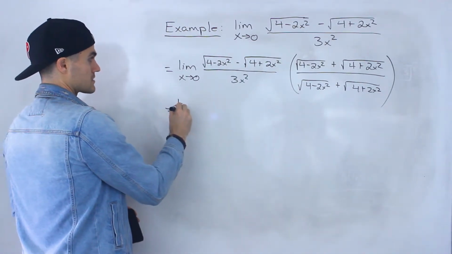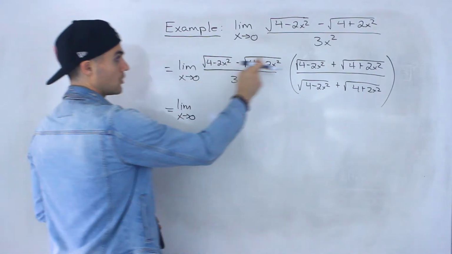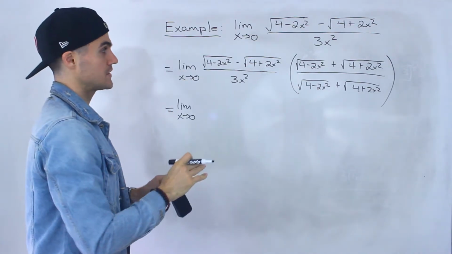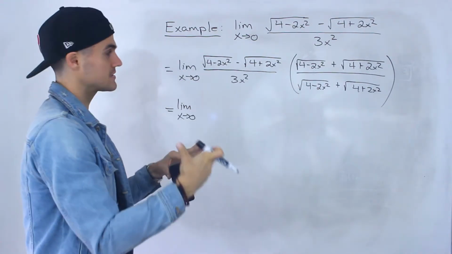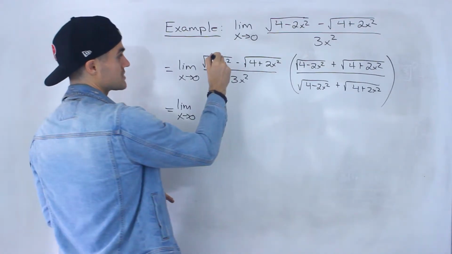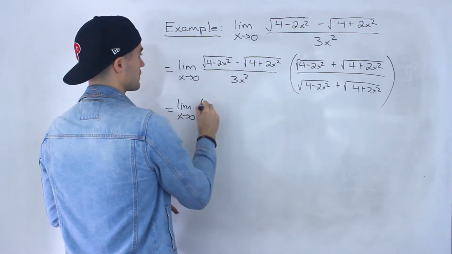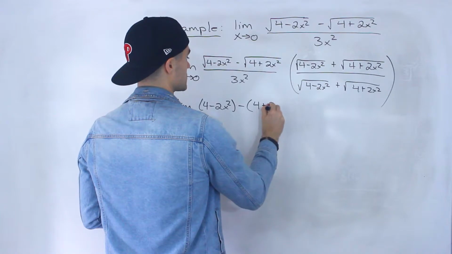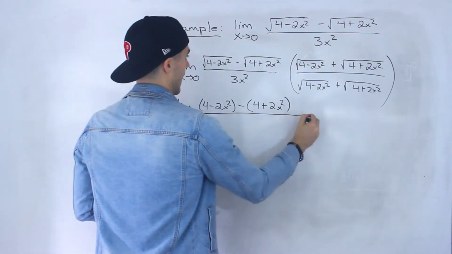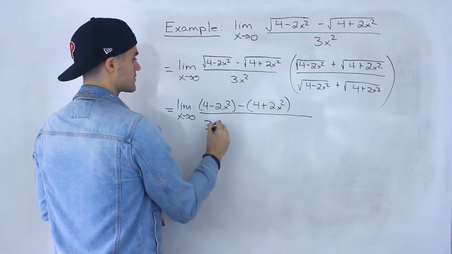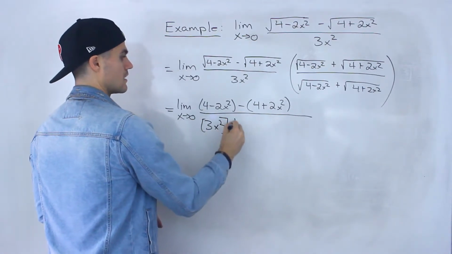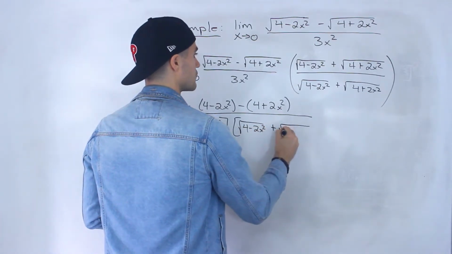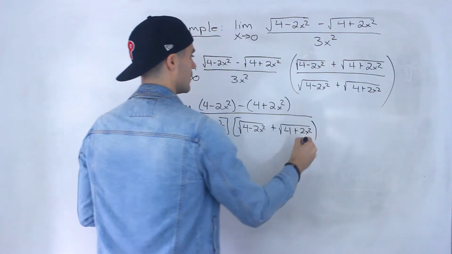What happens now is, because we're multiplying by its conjugate, we just have to multiply the first terms by each other and the last terms by each other. It's going to be a difference of squares, so those middle terms are going to cancel out, and we don't have to worry about foiling it out. We just multiply this by that, which would just be 4 minus 2x squared. And then we multiply this by that, which would be 4 plus 2x squared. These two terms I'm going to keep separate. So I'm going to have 3x squared here, and then the square root of 4 minus 2x squared plus the square root of 4 plus 2x squared.